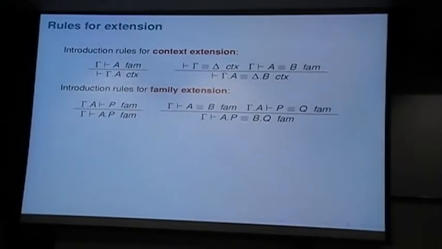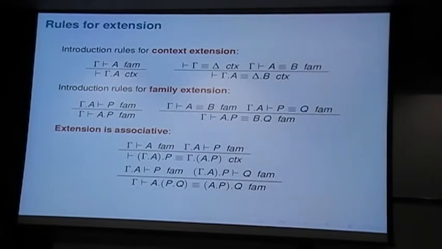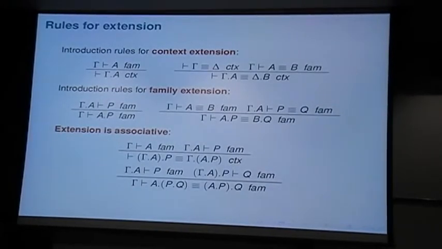So now you can require that extension is associative. So you can either first extend A with gamma to have a new context, and then the P, or you can family extend the A and the P first, and then context extension with gamma. And the second rule you also need, well, to ensure that you have stability of initializing. Okay, so these are the only rules for extension. You only say that it's associative.